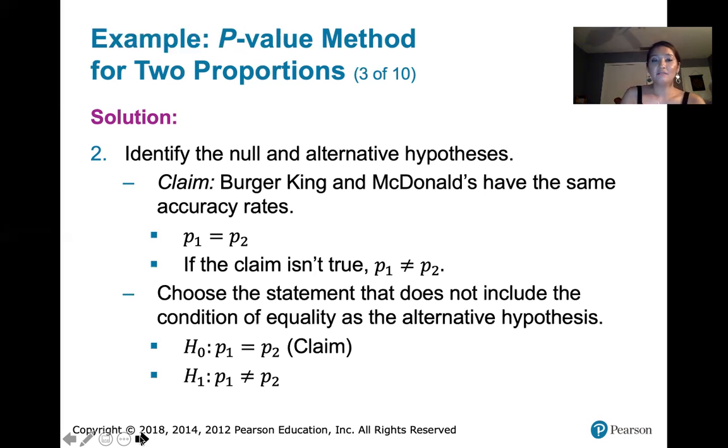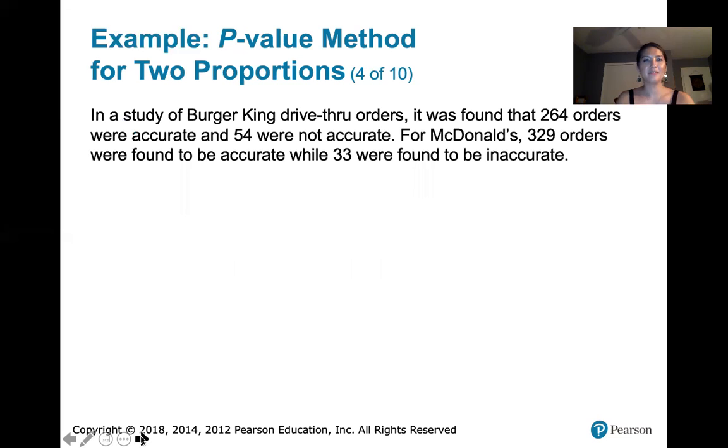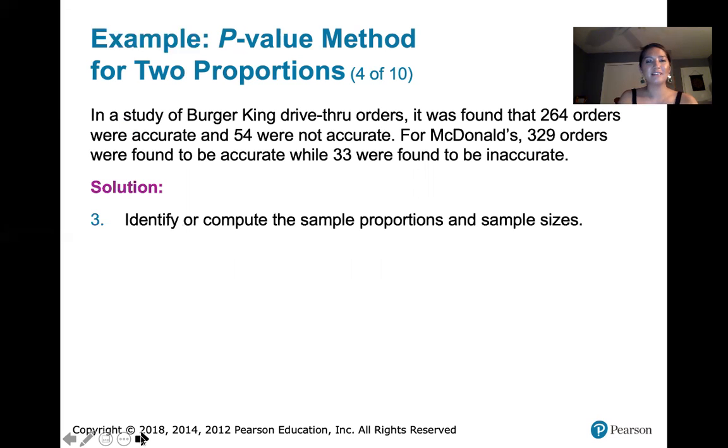And then the null is exactly like the alternative hypothesis, but you just change that not equal to sign to an equal sign. Okay, so this is a part of the problem statement that's necessary for the next part of the solution. After we've stated the null and alternative hypotheses, it's appropriate to identify or compute sample proportions as necessary and identify sample sizes.